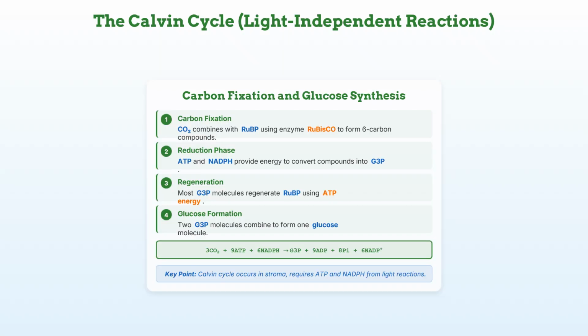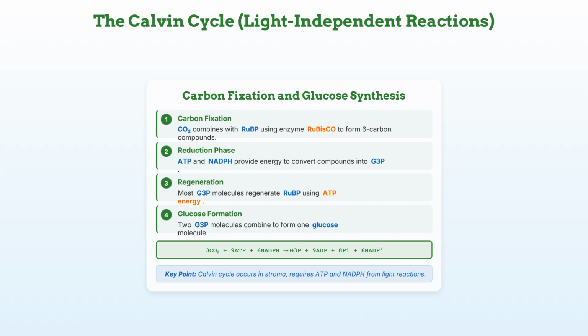The Calvin cycle takes place in the stroma of chloroplasts and doesn't directly require light, though it depends on the products from the light reaction. Carbon fixation begins when carbon dioxide combines with RuBP using the enzyme Rubisco, the most abundant protein on Earth.